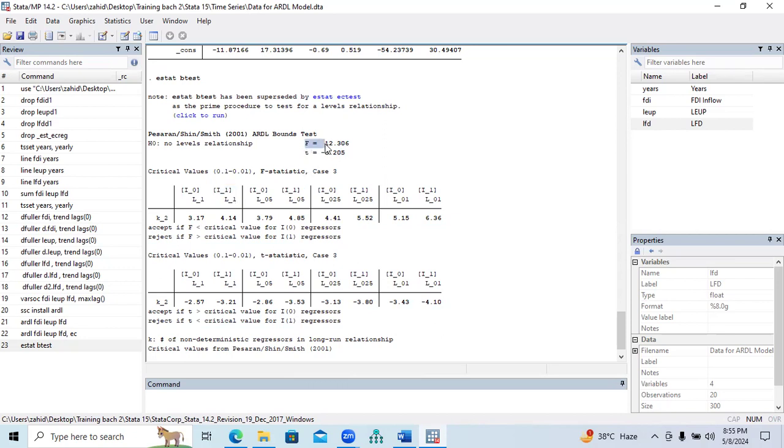So you need to verify that this F statistic should be greater than the lower and upper bound at all levels. These are the levels. These indicate 10%, 5%, 2.5%, and 1%. So you can see here the F statistic value is greater than lower and upper bounds at all levels. You can also verify that your T statistics is also greater than lower and upper bounds at all levels. So it means that your relationship is long term. So we can say that there is co-integration in the model.